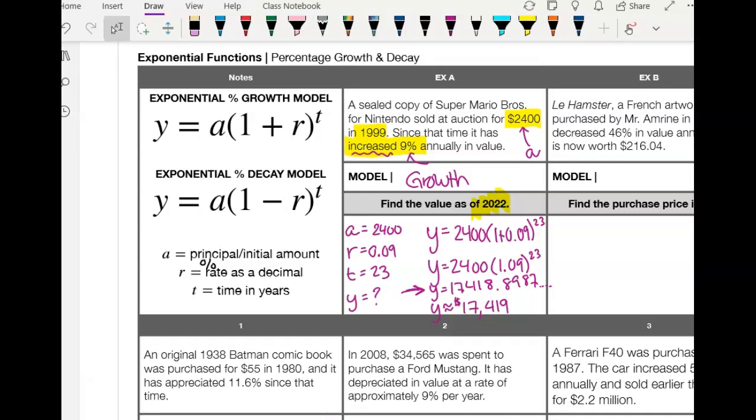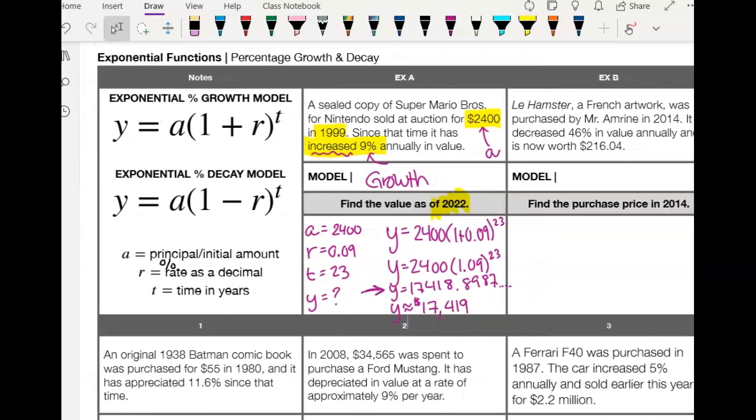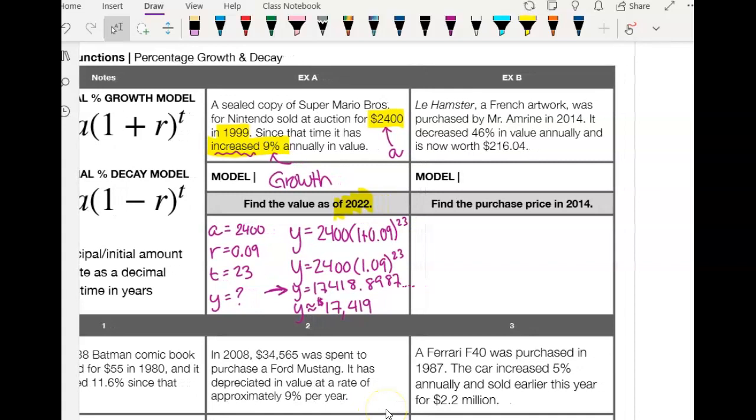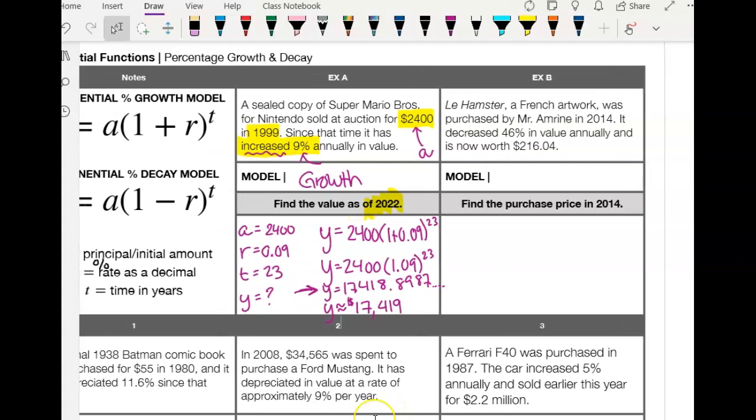Okay, so pretty good for, sold for $2,400. Here's how much it should be worth now. All right, now let's take a look at example B. Okay. So here we have Le Hamster, a French artwork, was purchased by Mr. Amrine in 2014. So in 2014, all right, is when it was purchased. It's decreased 46% in value, and it's now worth this much.